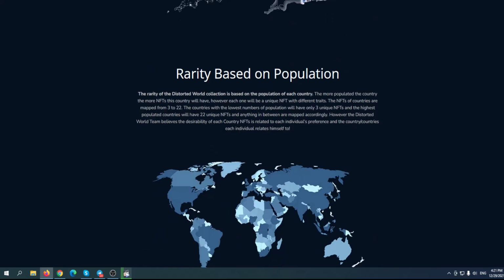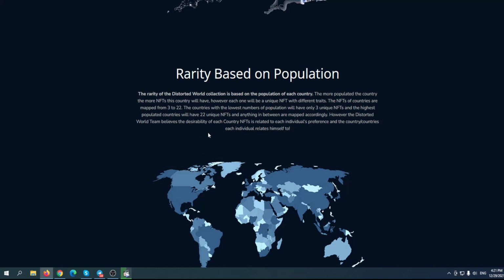So this may be the most important part, so please listen to me carefully. The rarity of the Distorted World collection is based on the population of each country. The more populated the country, the more NFTs this country will have. However, each one will have a unique NFT with different traits. The NFTs of countries are mapped from 3 to 22. The countries with the lowest number of population will have only 3 unique NFTs, and the highest population country will have 22. What does that mean?